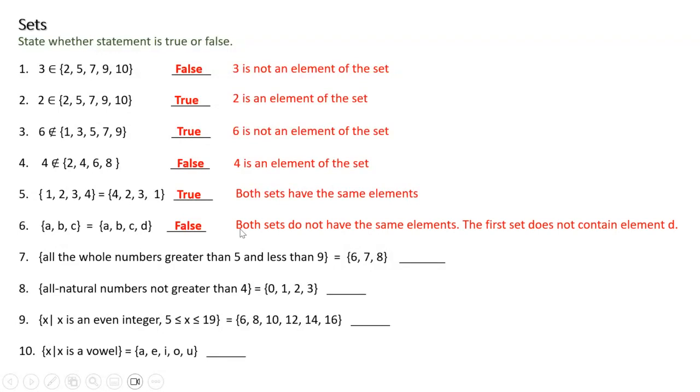And here's the answer from the book. Both sets do not have the same element. The first does not contain the element D.